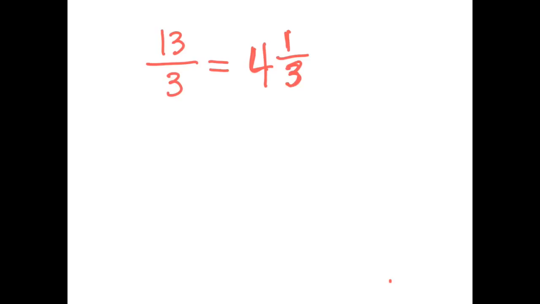Let's do another one. How about 15/7? I'm going to ask myself, how many 7s? 7 times what will give me a number close to 15? 7 times 2. 7 times 2 is 14, and 15 minus 14 is 1. So I have 2, and I put that over the denominator, so 2 1/7 is the same as 15/7.